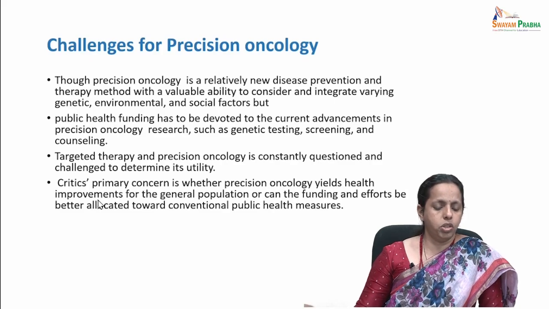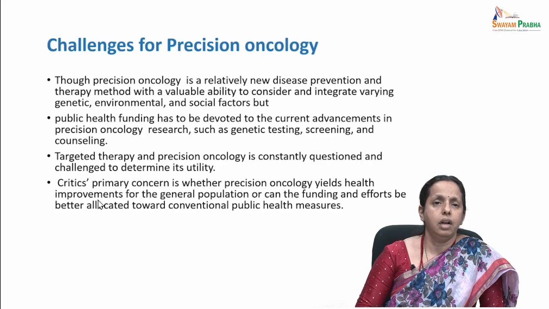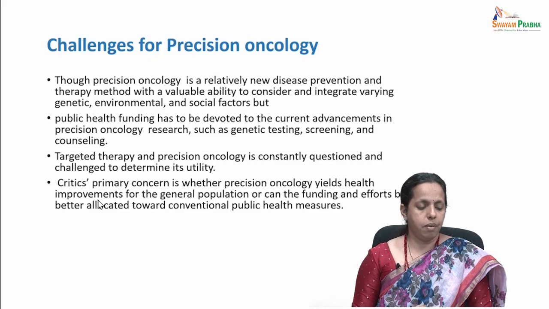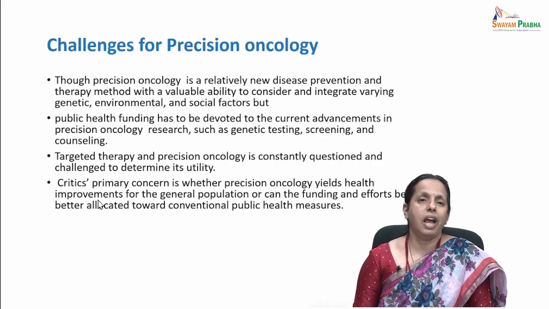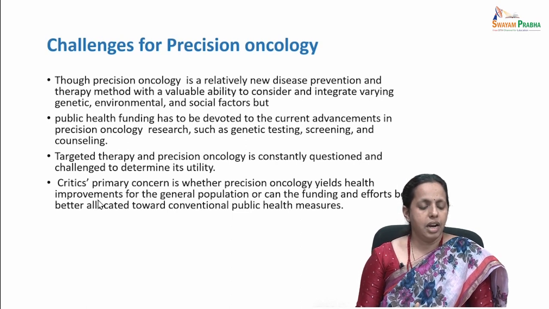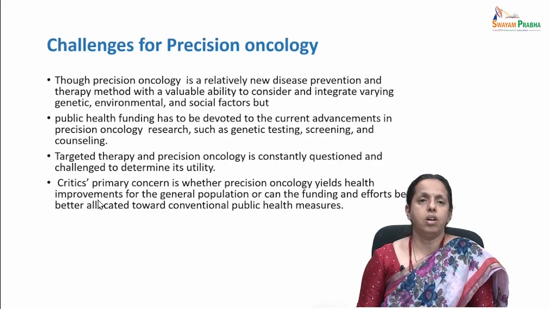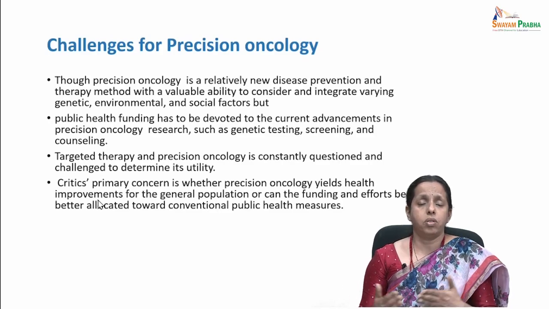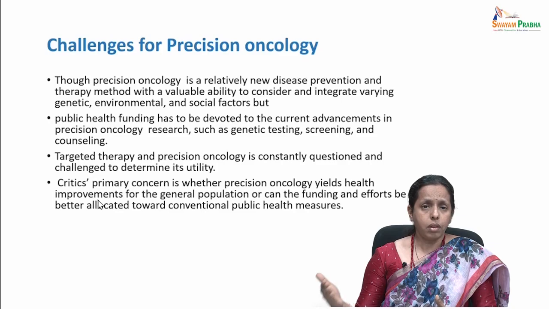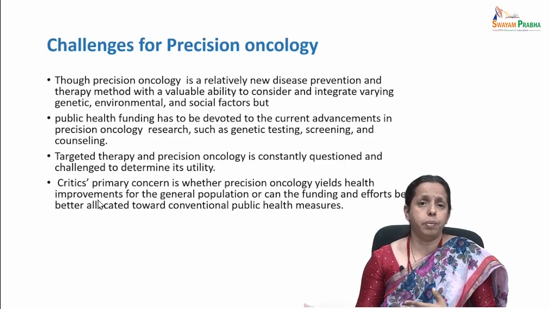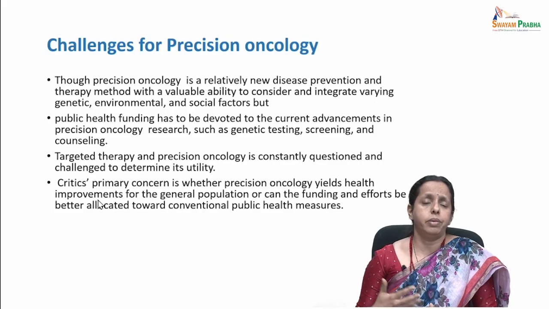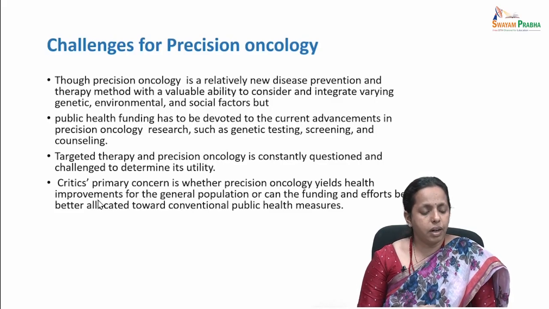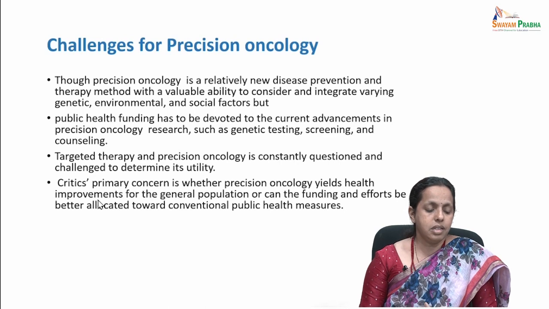It is a relatively new disease prevention and therapy method with a valuable ability to consider and integrate varying genetic, environmental and social factors. But public health funding, especially in scenarios like India, has to be devoted to the current advances in precision oncology. For example, you need NGS sequencing. How much does it cost? One panel, for a lung panel or a colon panel, would cost 1 lakh per test, because the maintenance charge for the instrument and everything is quite expensive. How do you have the public health funding? What can be devoted to this particular field? Yes, it is a debatable topic.